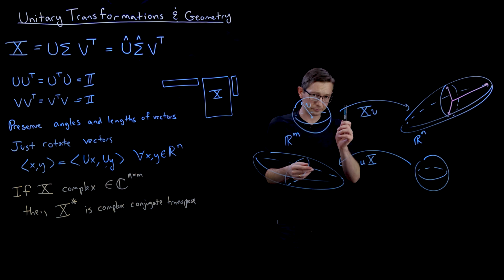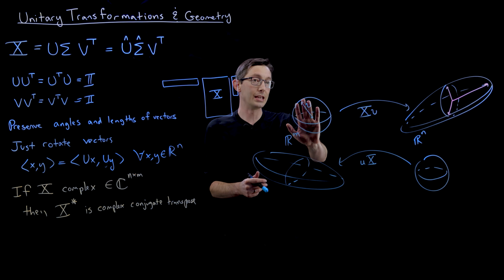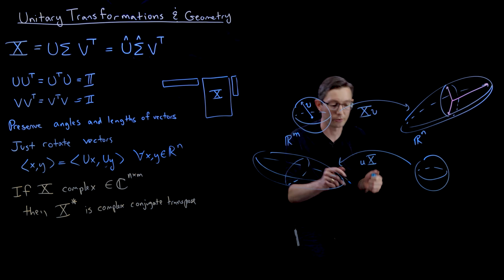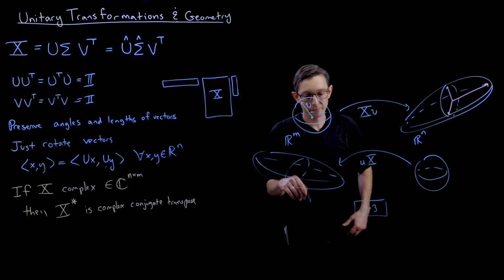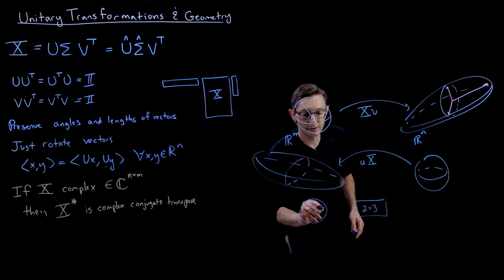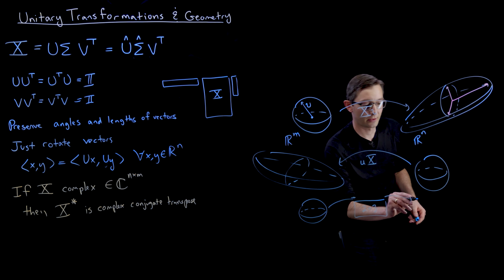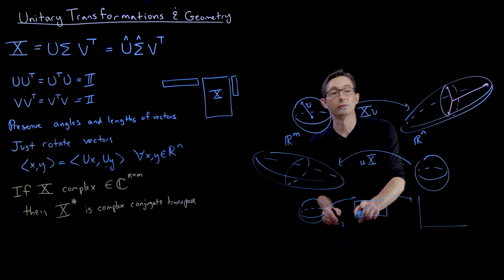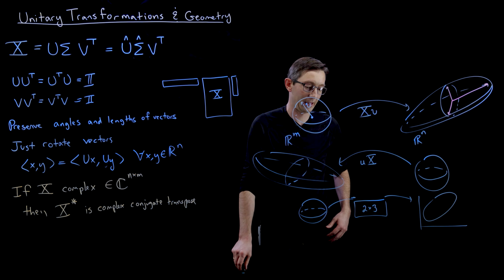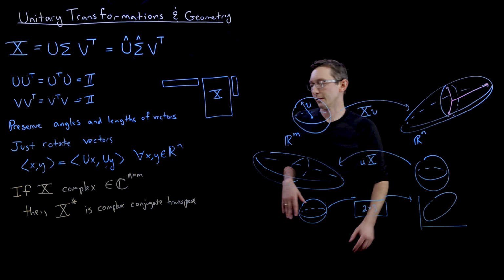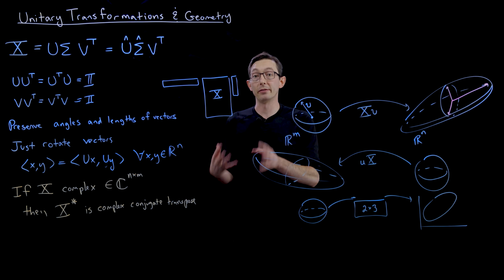And the last point I want to make is that, again, this X matrix doesn't have to be square. So if it's rectangular, these spaces don't have the same dimension. So let's give a concrete example. Let's say that X is a 2 by 3 matrix. Then if I have my 3-dimensional sphere in Rm, and I map it through this X matrix, then it maps down to a 2-dimensional space. So there's an ellipsoid in 2 dimensions in my 2-dimensional U space. Okay, so these don't have to have the same dimension, but I just want you to be aware of the geometric interpretation of the singular value decomposition.